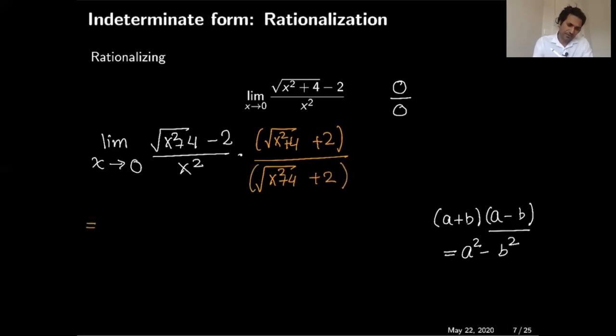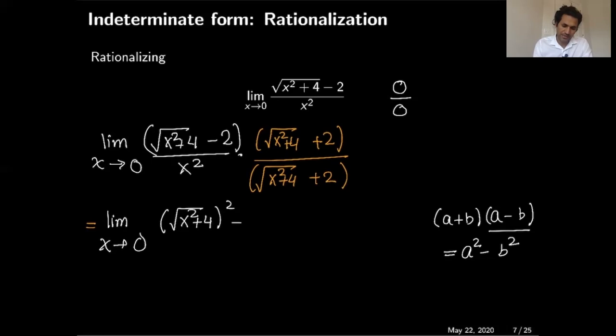Now let's try to simplify the top and bottom. Since in the top a number is multiplied by its conjugate, this is going to be a square minus b square. What is the first term? The square of the first term, x square plus 4, the square of that, minus the square of the second term. And the denominator will not change: x square times the square root of x square plus 4 plus 2.